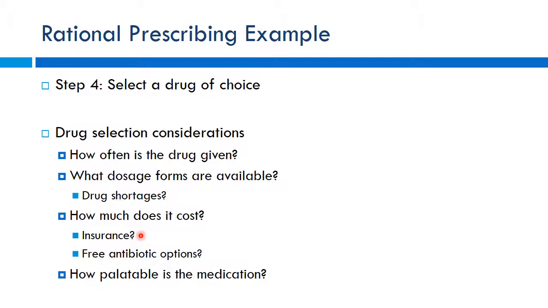And then look at the cost. Does the patient have insurance? Are they on Medicaid? Is there any kind of free antibiotic option for them? These are all things you're going to be looking for. And then how palatable is the medication? So again, we mentioned in the PEDS section, giving drugs to kids is hard. A lot of times we have options for flavoring medications. Stuff I took as a kid was awful, but nowadays we can make it taste like pina colada, practically anything you want it to taste like.